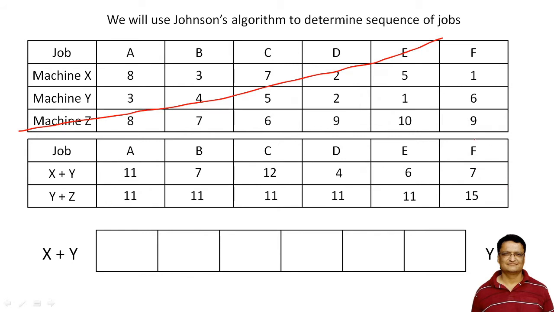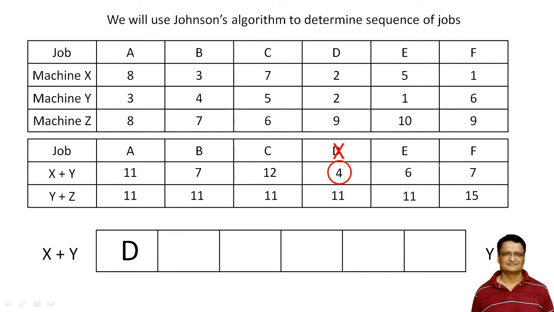Out of these values we look for the minimum processing time. I can locate that 4 is the minimum time, which is related to X plus Y and to job D. So I put D over here, on the left side for X plus Y. Then I cross out D because I have placed it, so I don't need to consider job D for further evaluation.